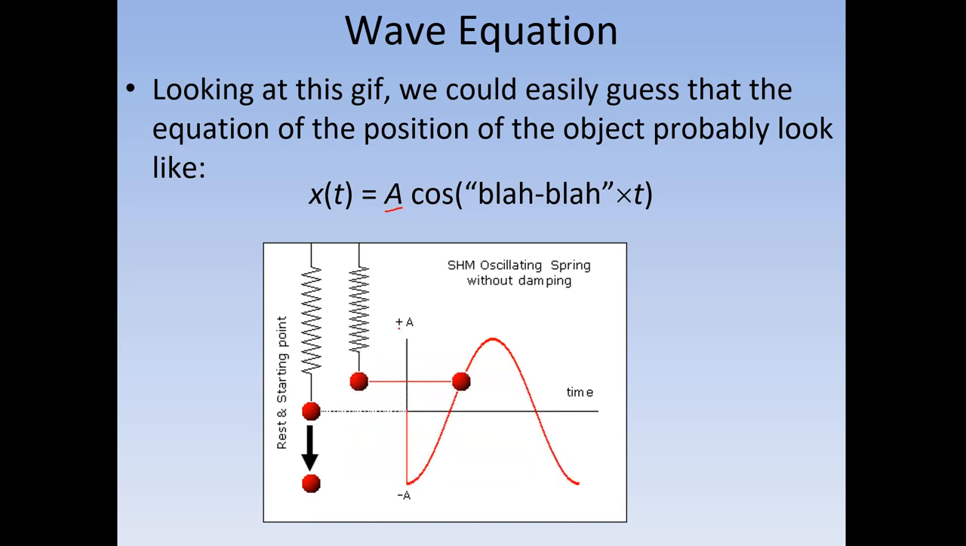Cosine, because we're starting at an amplitude, going to the equilibrium and back and forward. There's going to be some stuff in here, and then we're going to have to multiply it by time, because as time progresses, this amplitude should change. So like the cosine value should be changing. Now the key feature is, what is the blah blah blah part?